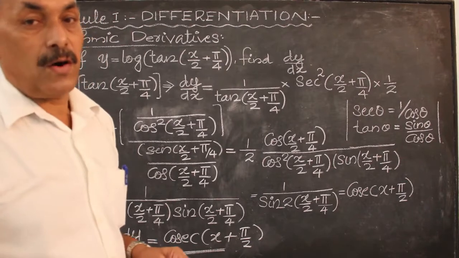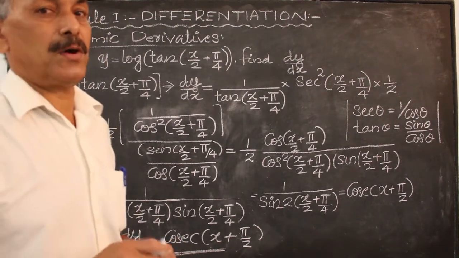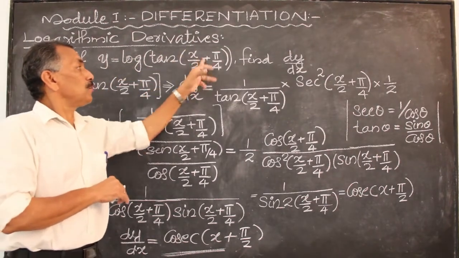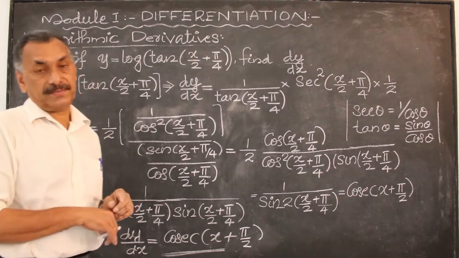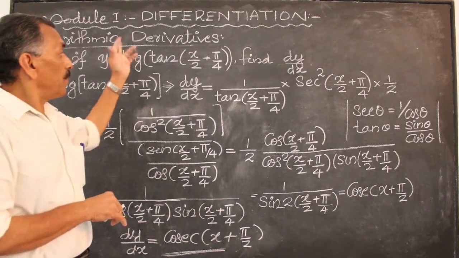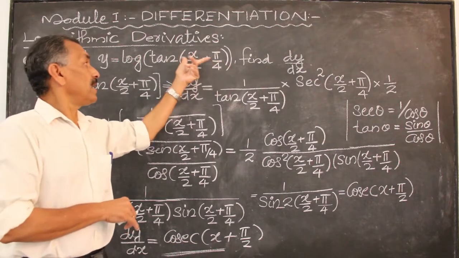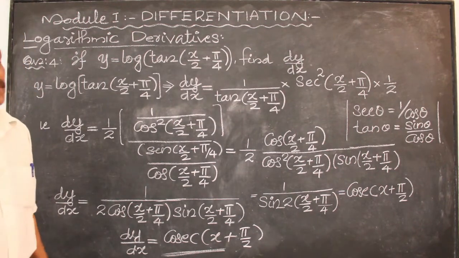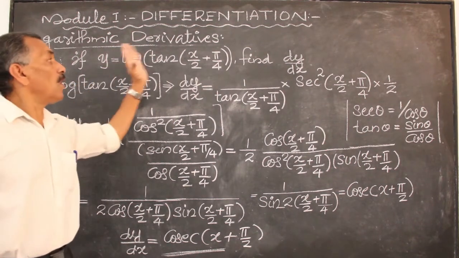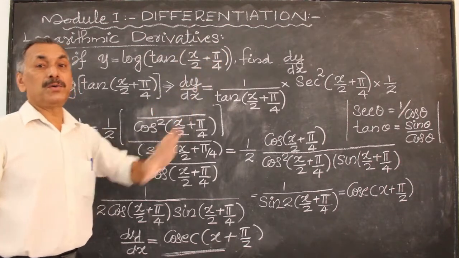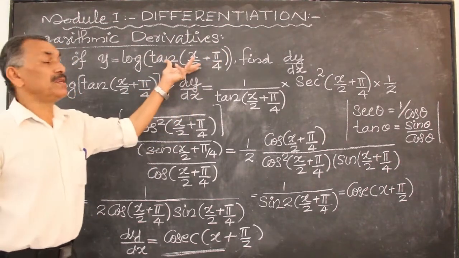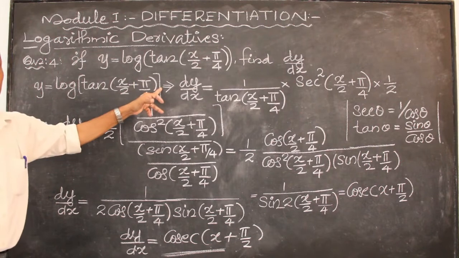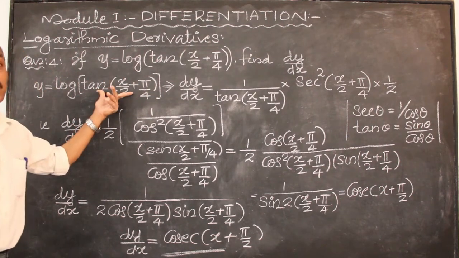Using the derivative of log x, or logarithmic differentiation, consider this problem. If y is equal to log of tan of x by 2 plus pi by 4, find dy by dx. Here tan theta, where theta means x by 2 plus pi by 4. What is given? y is equal to log of this u, that is log u. What is the derivative of log u? It is 1 by u.